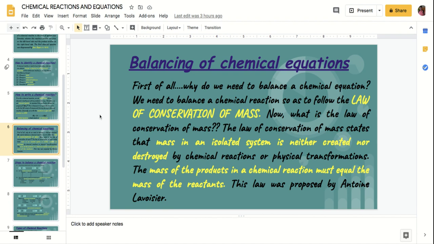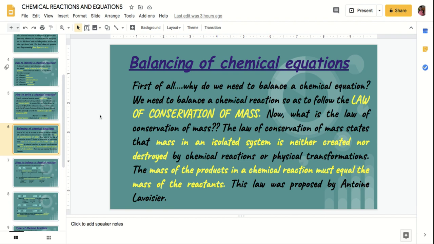He or she told that we need to follow the law of conservation of mass. Now, what is the law of conservation of mass? The law of conservation of mass states that mass in an isolated system is neither created nor destroyed. That we have already learned from childhood. In an isolated system, it is neither created nor destroyed.